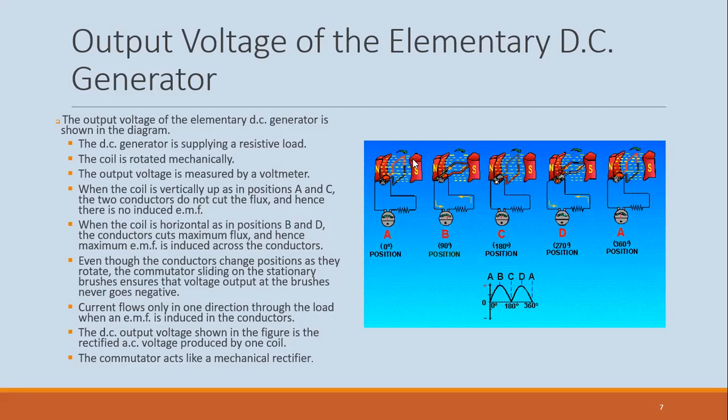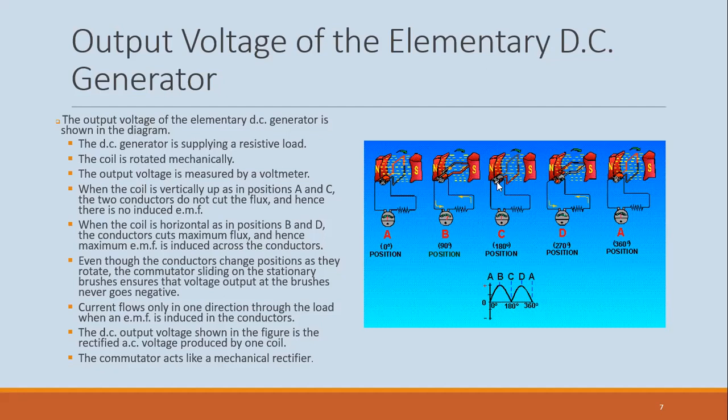But when it turns, let's say it turns a quarter cycle, so this red conductor now is here. It is actually cutting the flux, maximum flux cutting taking place. So maximum induced EMF occurs right there. Then it starts to decrease as it goes down and it reaches zero.